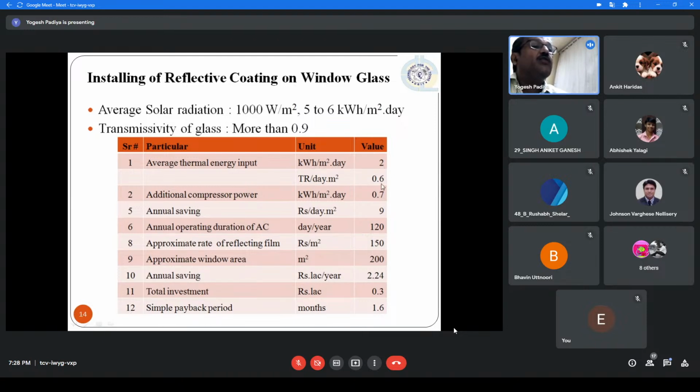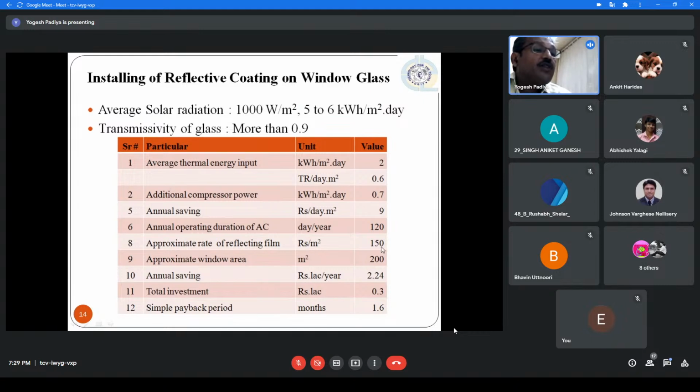This is equivalent to 0.6 TR load added to your AC. It means that 0.70 kilowatt of electricity is being consumed per day extra per meter square of the window. So it means 9 rupees per day you are losing. If the AC is operating 120 days per year, and my window area is suppose 200 meter square, it means by putting the foil, 2 lakh rupees I can save.